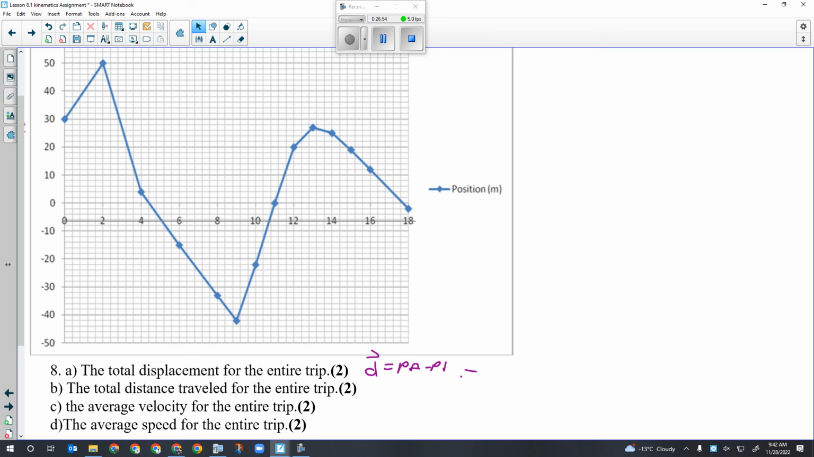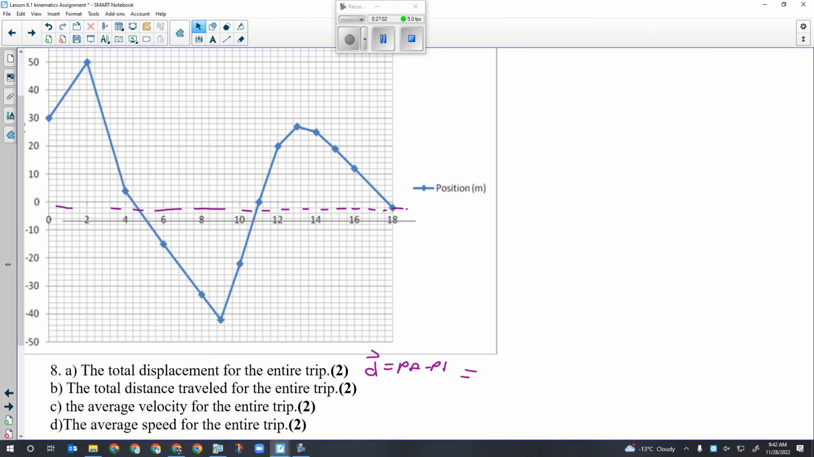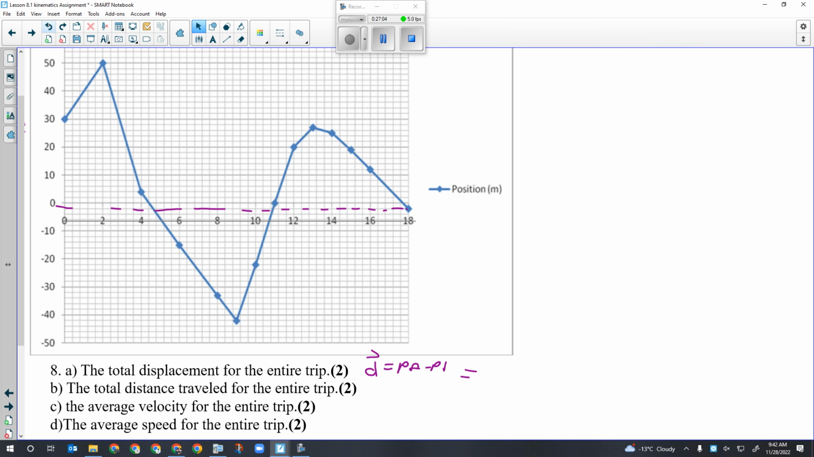So I need to find my final position and my initial position. My final position occurs at time 18 seconds. And it looks to be positive 4. Nope. Negative 1. I moved it, didn't I? I put that whole line in the wrong place. Can you get rid of that line? That line sucks.